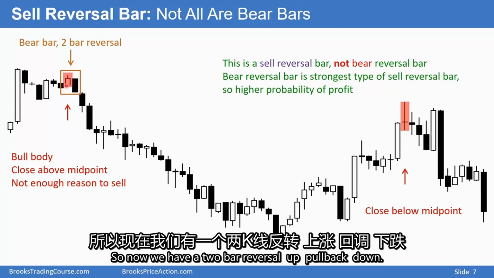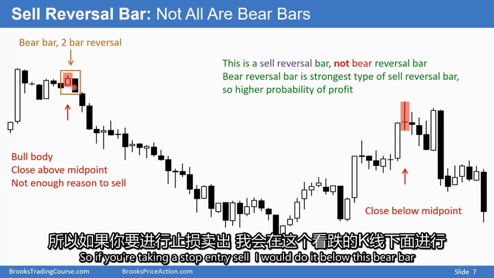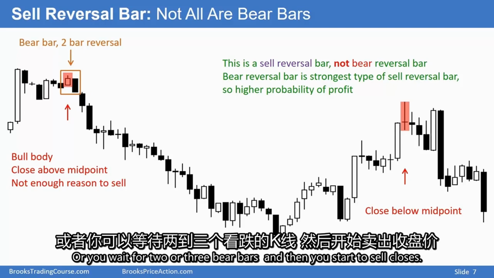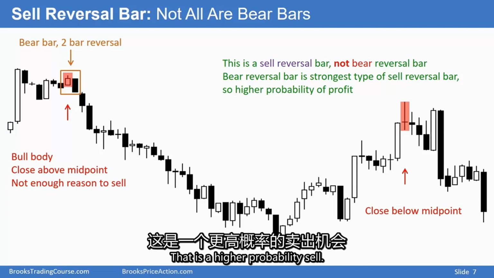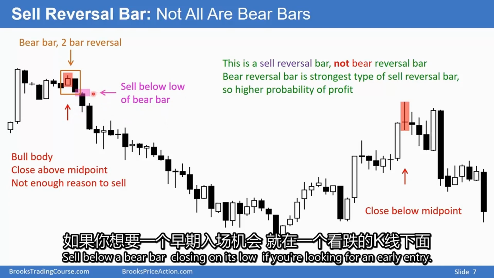So now we have a 2-bar reversal up, pull back down. On a higher time frame chart, it would be a reversal bar closing on its low. So if you're taking a stop entry sell, I would do it below this bear bar, get filled here, not below this bull bar. Or you wait for 2 or 3 bear bars and then you start to sell closes. That is a higher probability sell. Sell below a bear bar closing on its low if you're looking for an early entry.